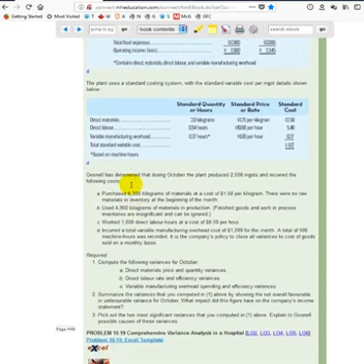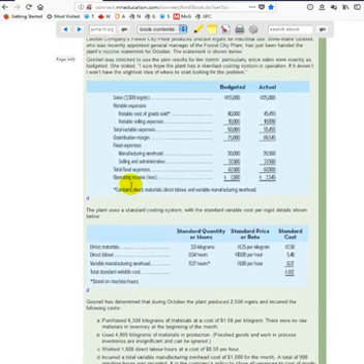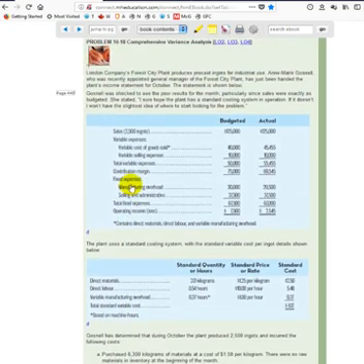Once again, you'll have to either take a screen snap of this information or look it up in your own textbook. So I'll leave that there for a moment and then move down so you can see the required portion.